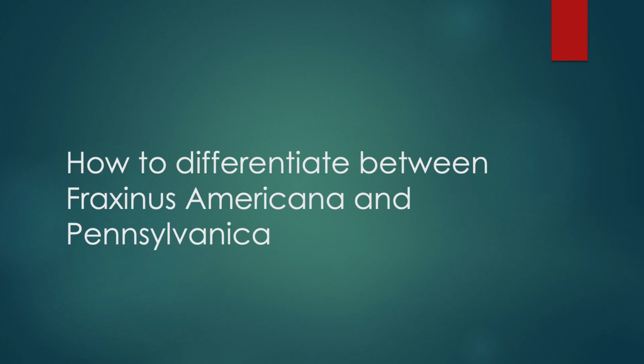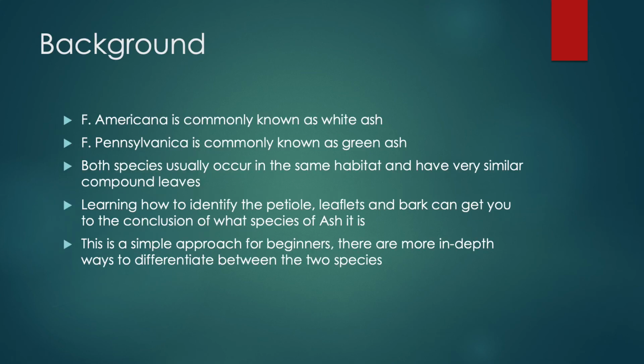Alright, so in this video I'm going to give a little tutorial on how to differentiate between Fraxinus americana and Fraxinus pennsylvanica. So just a little background on these two species. Fraxinus americana is commonly known as white ash, and Fraxinus pennsylvanica is commonly known as green ash trees. And both of these species usually occur in similar habitats, and they have very similar compound leaves.